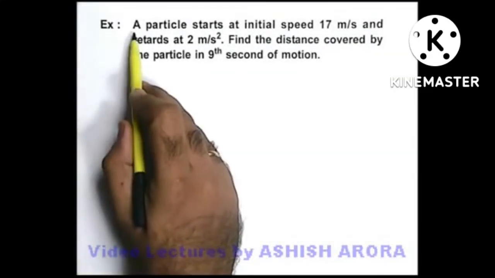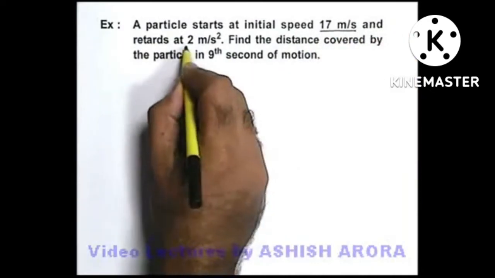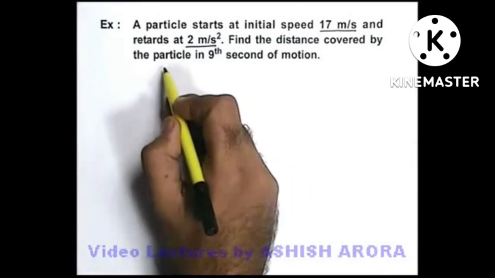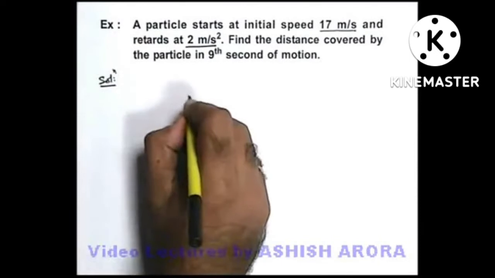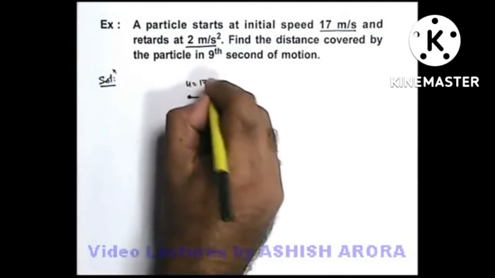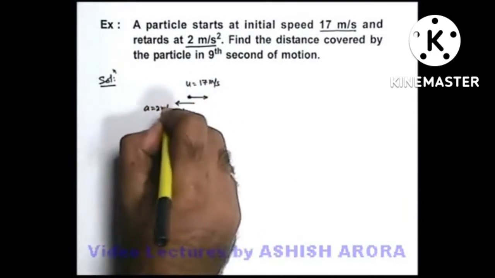In this example, we are given that a particle starts at an initial speed of 17 meters per second and it retards at 2 meters per second square. We are required to find the distance covered by the particle in the 9th second of motion. We just draw the physical situation. We have a particle at t equal to 0, it starts with an initial speed of 17 meters per second and is retarded with an opposite acceleration of 2 meters per second square.